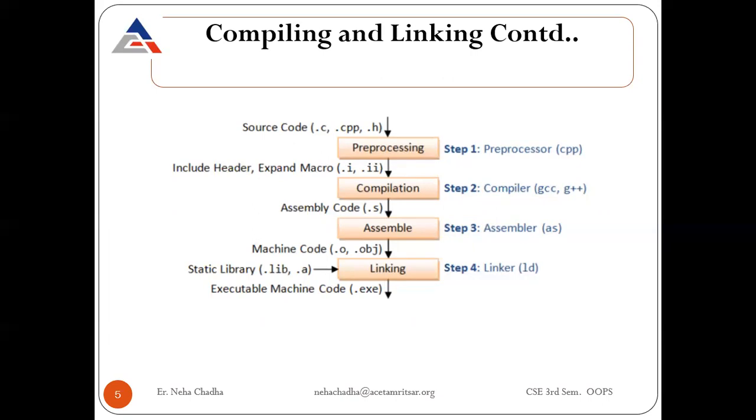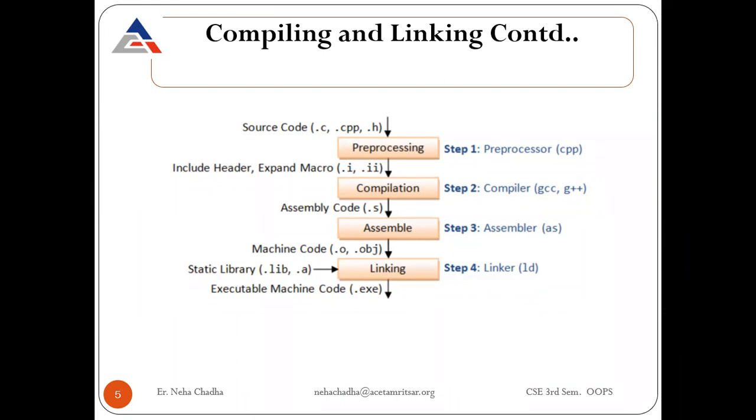Then it will go to the assembly code with the extension .s. This file name will be created. Then after the assembly, there is conversion to machine code with the file extension .o or .obj, and then there is a linking of the file with the file extension .lib. Then your exe file will get created.